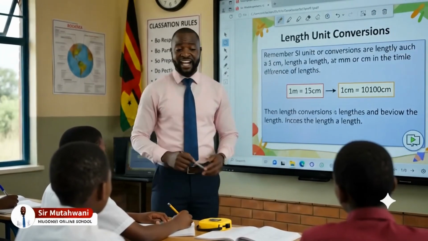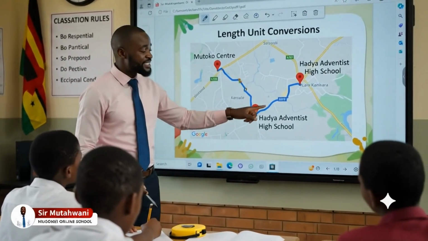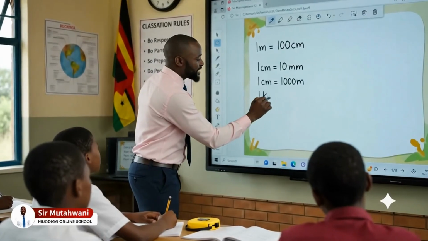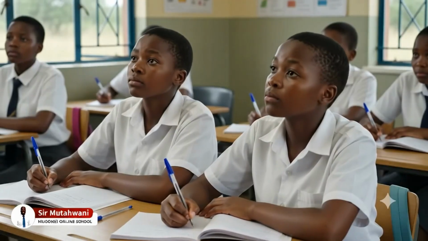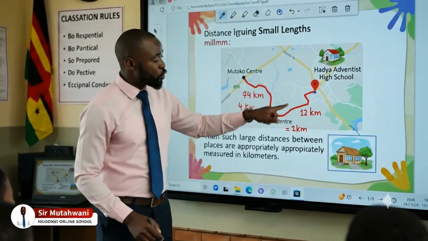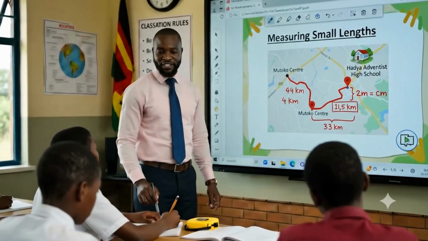Let's remember that the SI unit of length is meters, and we also use kilometers, millimeters, and centimeters. 1 kilometer is 1,000 meters. Some very small lengths, like the length of this book, are in meters or centimeters. Distances like that from Mutoko Center to Hadias are some length in kilometers. Remember, 1 kilometer is 1,000 meters.